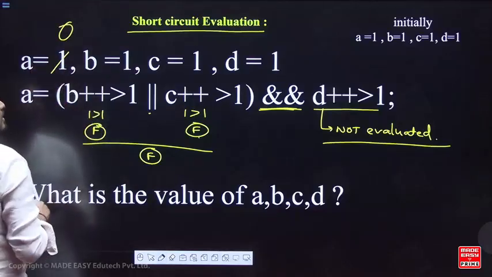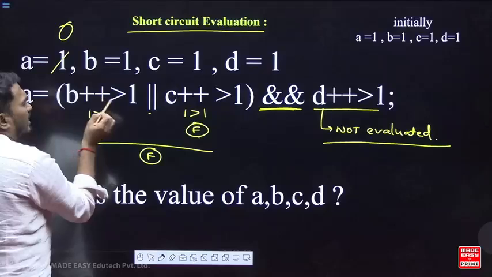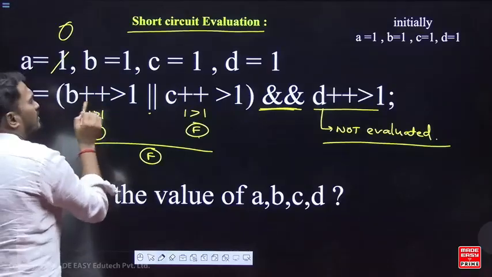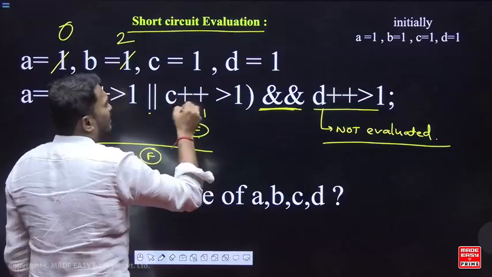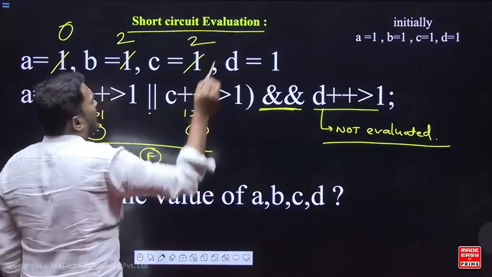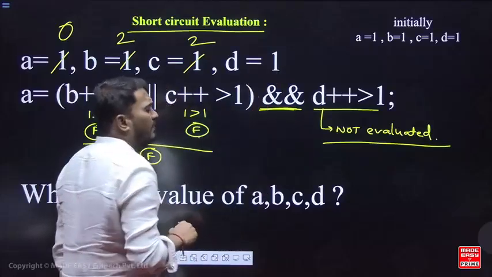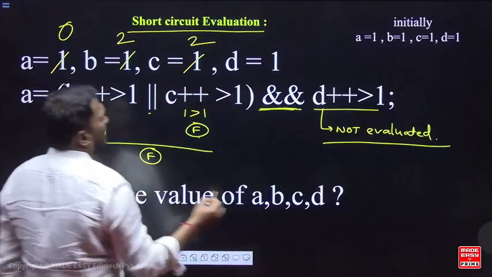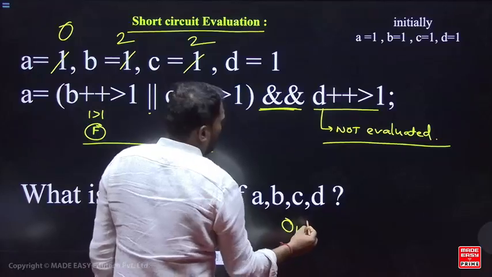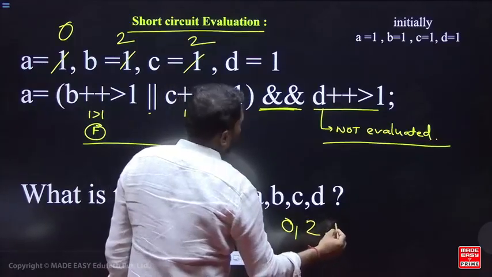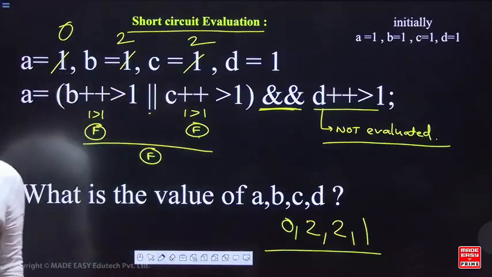0. Now tell me what are the values changed here? B plus plus post increment, so this one is executed, so B value becomes 2, and this also executed, C plus plus post increment, so this value becomes 2 here, and this is not evaluated, so no change in the value of D. So now tell me what is the output? A value will be 0, B value will be 2, C value will be 2, and D value is 1. So that is the answer.